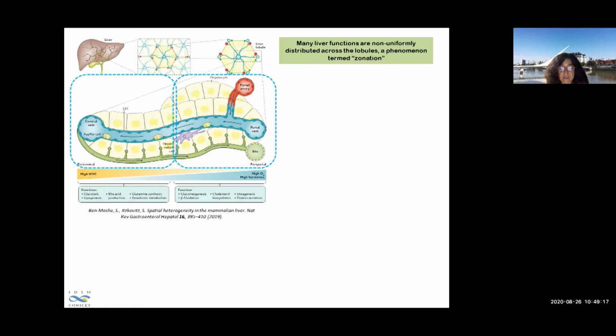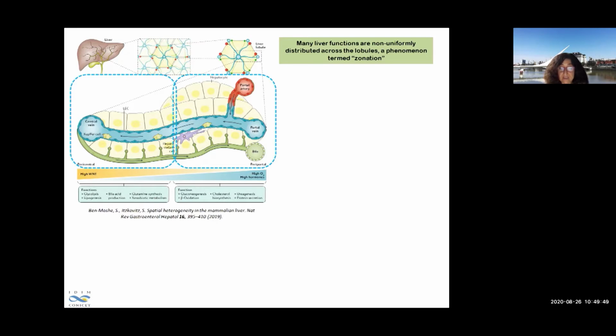The liver consists of repeated anatomical units termed liver lobules. These lobules are hexagonal-shaped columns. Blood enters the lobules from the corners, termed the portal tract, and flows radially inward towards a draining central vein through the sinusoidal blood vessel. It is known that many liver functions are non-uniform across the lobules, a phenomenon termed zonation.